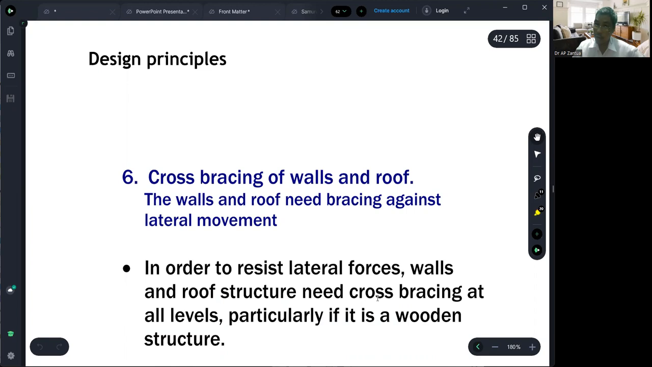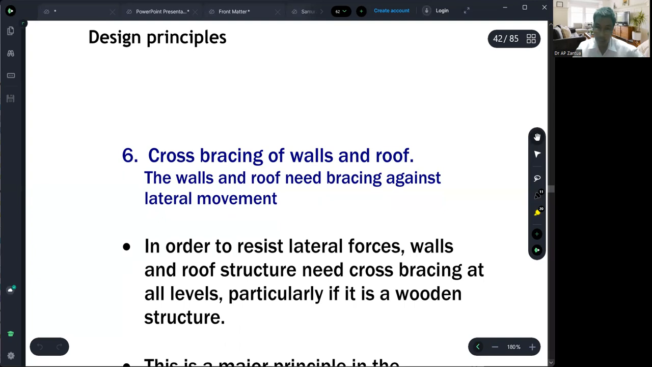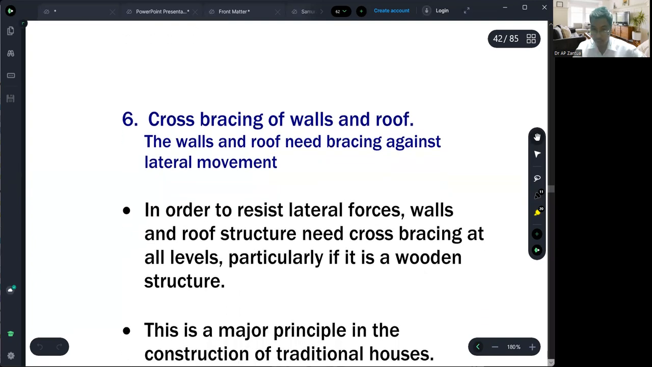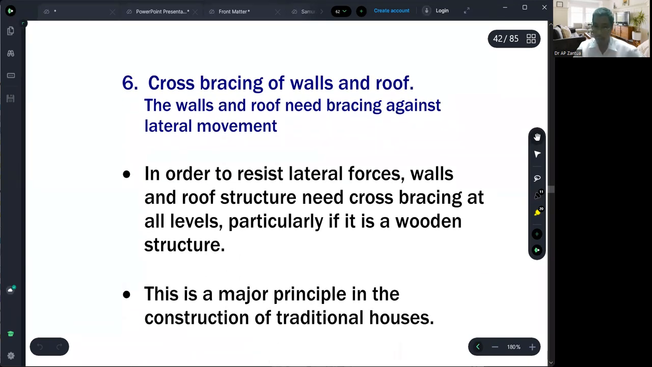So the wall, with a hollow block wall, for example, that is not structural, but a hollow block wall also has what? Connectors and reinforcement. So extend the reinforcement up to the what? Roof, so that you can what? Bend it around the roof elements. It's a major principle, okay, a major principle in traditional houses.